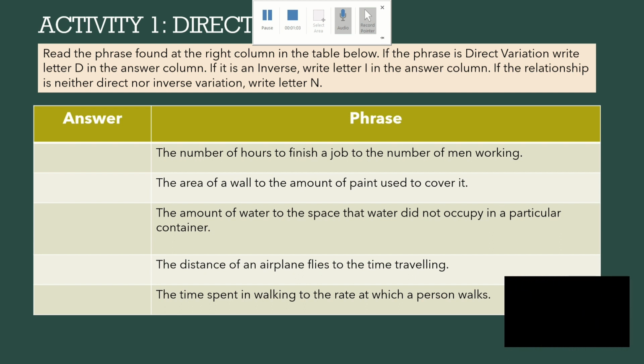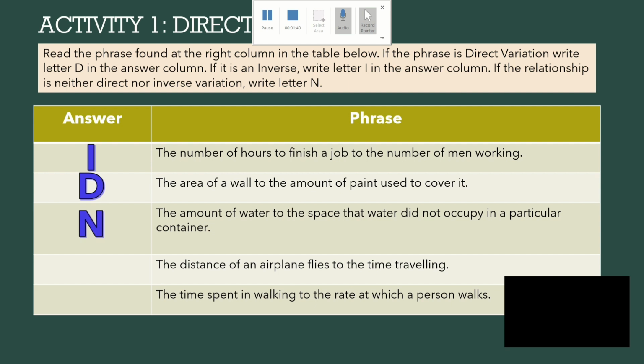Okay, time's up. Let's now answer the following problem. For number one, the number of hours to finish a job to the number of men working, the answer is I. It's an example of inverse variation. Number two, the area of a wall to the amount of paint used to cover it is letter D. That is an example of direct variation. Number three, the amount of water to the space that water did not occupy in a particular container, it's letter N. It's neither direct nor inverse variation.